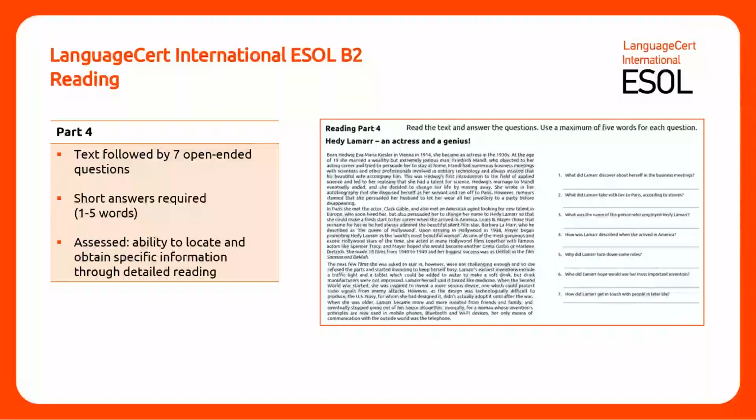Part 4 assesses the candidate's ability to locate and obtain specific information through detailed reading and answering 7 open-ended questions. They need to produce short answers, no longer than 5 words each time.